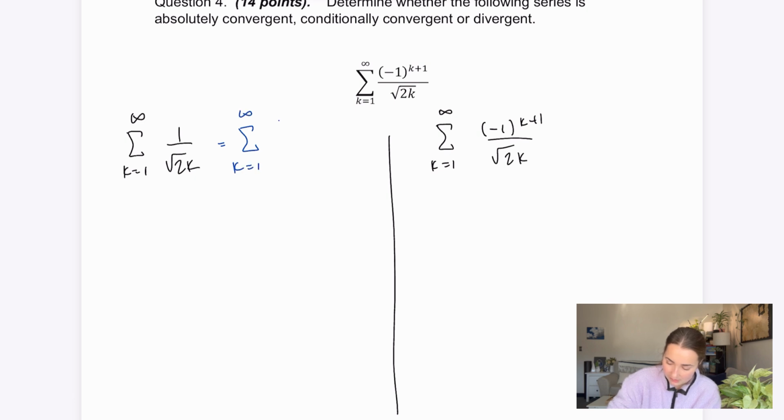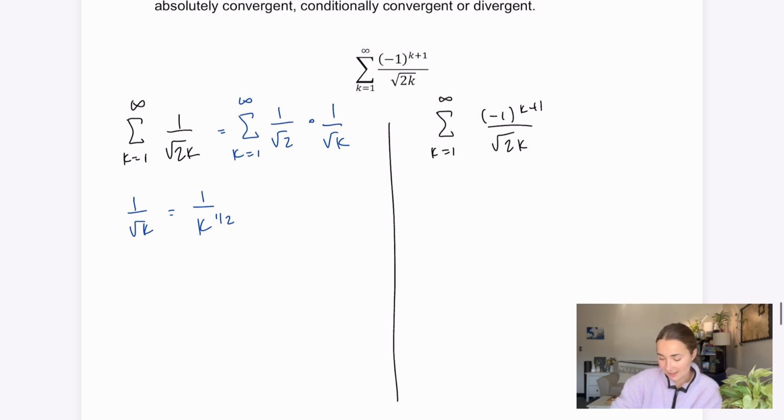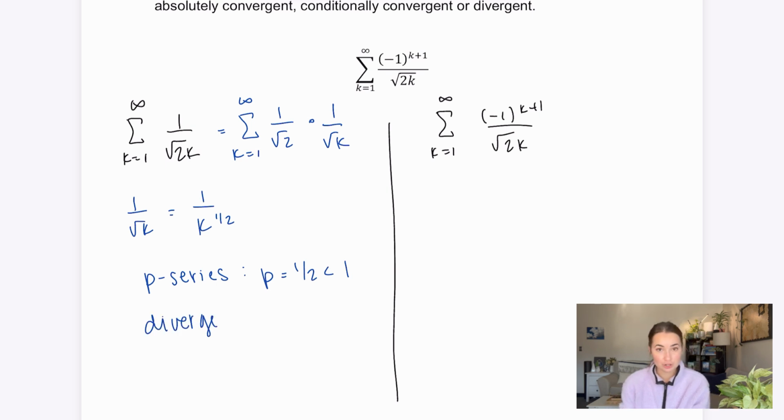So really, let's go ahead and rewrite it so we can see what kind of trick we want to use here. This is going to be like 1 over the square root of 2 times 1 over the square root of k. So we have 1 over the square root of k is equal to 1 over k to the 1/2, which means we can apply the p series test. So in our case, the exponent p is equal to 1/2, which is less than 1, which tells us that this is going to diverge. So right now what we know is the absolute value of the series diverges.